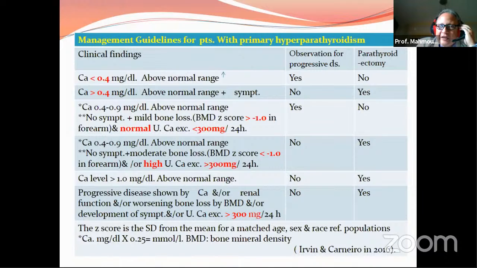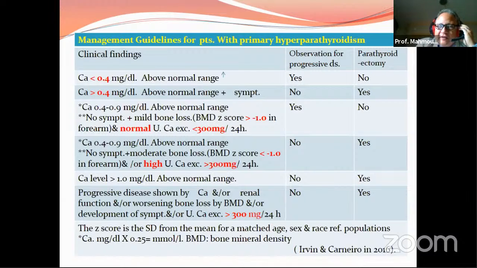The management guidelines for patients with primary hyperparathyroidism depends on the clinical findings. And according to the clinical finding, we just do conservative treatment with observation for progression of the disease or parathyroidectomy. If the serum calcium is less than 0.4 milligram per deciliter above the normal range, our decision is to do observation and conservation. But if the serum calcium is above 0.4 milligram per deciliter above the normal range, we will depend on presence of symptoms.